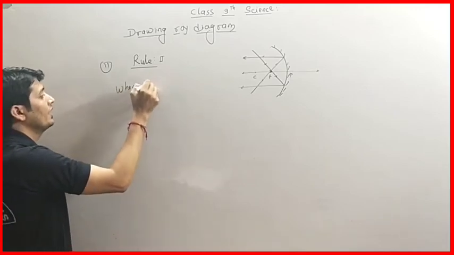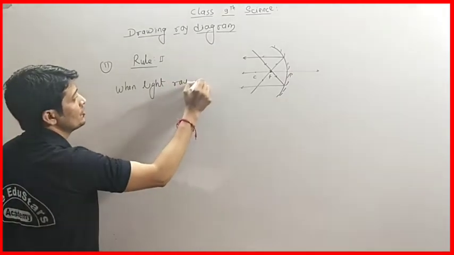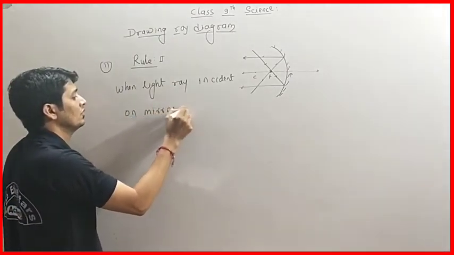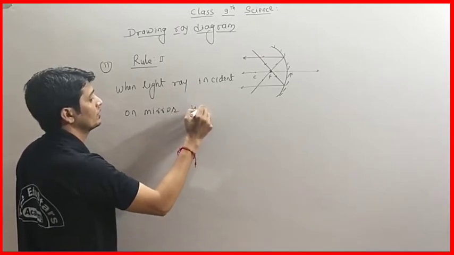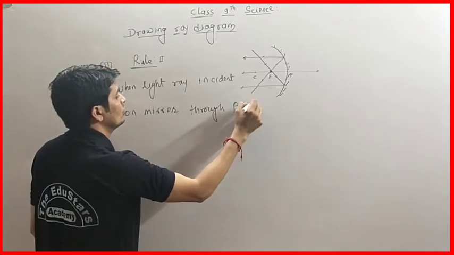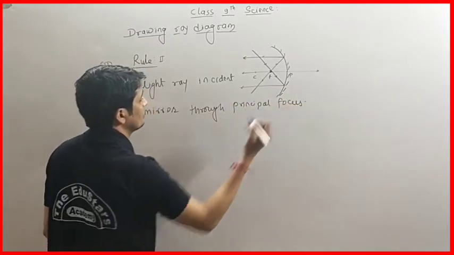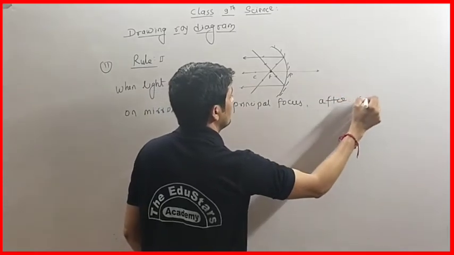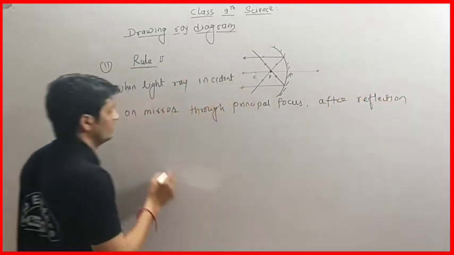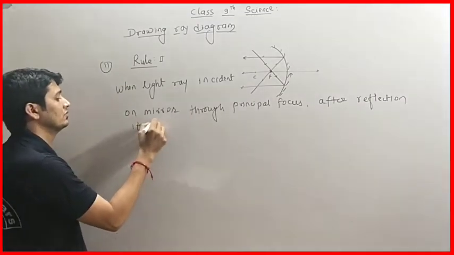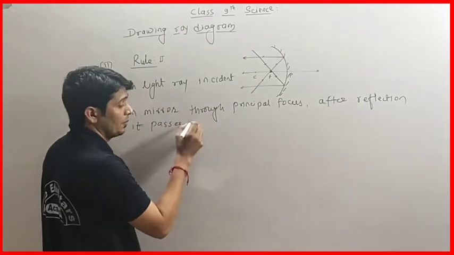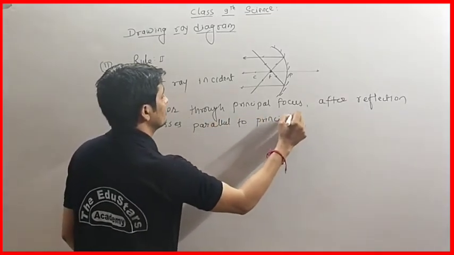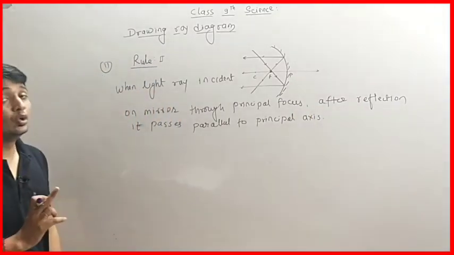When a light ray is incident on the mirror through the focus, through the principal focus, after reflection it passes parallel to the principal axis. This is rule number 2.